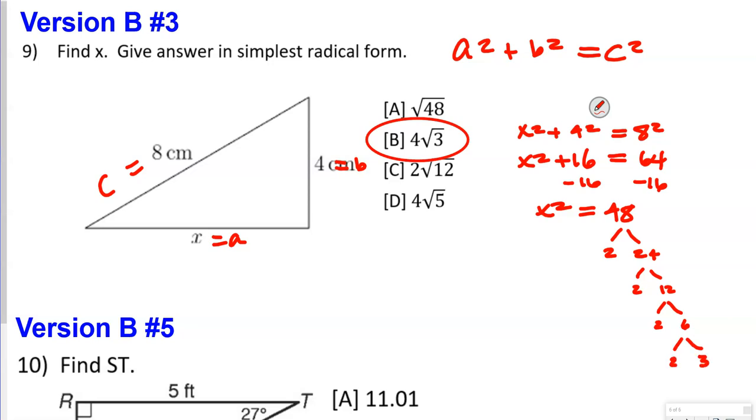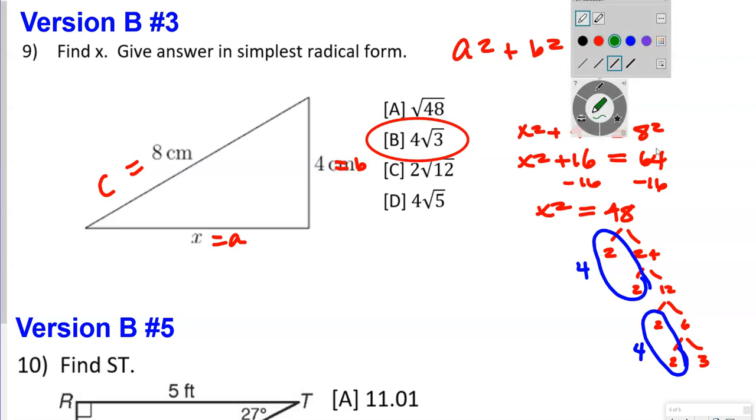Now we're looking for pairs of numbers, okay? So we got a 2 and a 2 there, and that's a 4, right? We got a 2 and a 2 there, and that's another 4. Notice we got the same number again, right? So we've got a 4 and a 4. So what is 4 times 4? Yep, square root of 16.